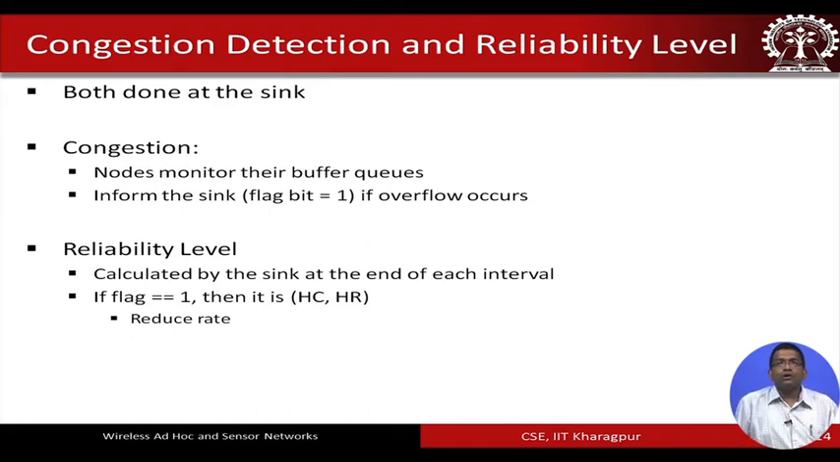Both congestion detection and reliability level are taken care of at the sink in this particular protocol, ESRT. Congestion is handled in this way: the nodes monitor their buffer sizes and inform the sink by setting the flag bit of the header of the packets if overflow occurs. The reliability level is calculated by the sink at the end of each interval, and if the flag bit is set to 1, then it is considered a case of high congestion, high reliability, and the recommendation in this case is to reduce the rate of reporting.